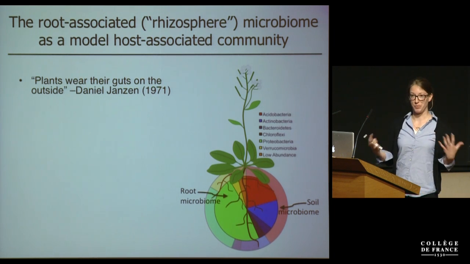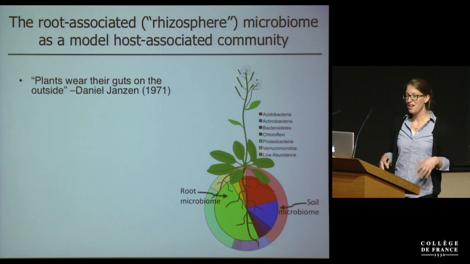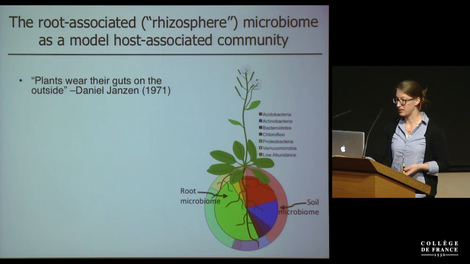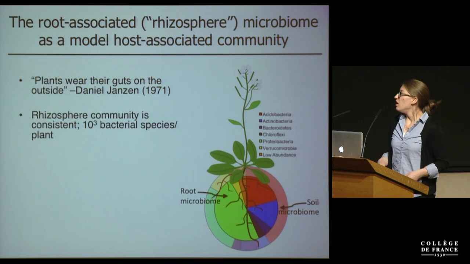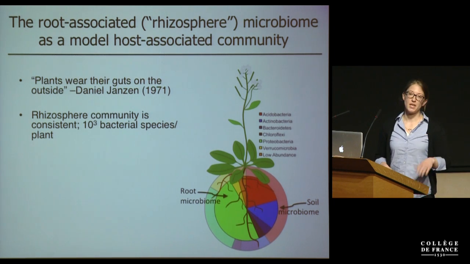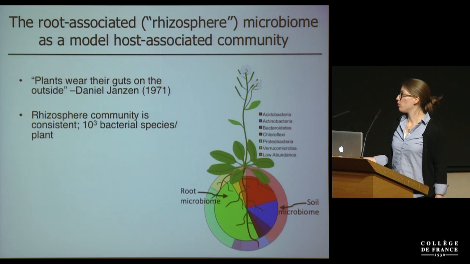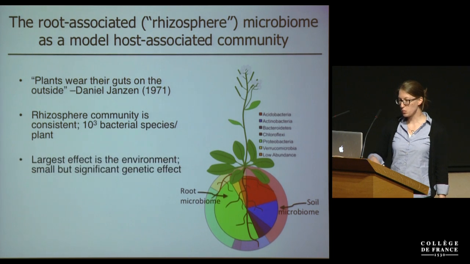Plant roots, because they're on the outside, we can actually watch in real time as microbes colonize, making this a really appealing system. So plants form consistent communities of microbes. If you take the same genotype of plant and you put it in the same soil, you get the same community back. They're complex, about an order of magnitude more complex than the animal gut.